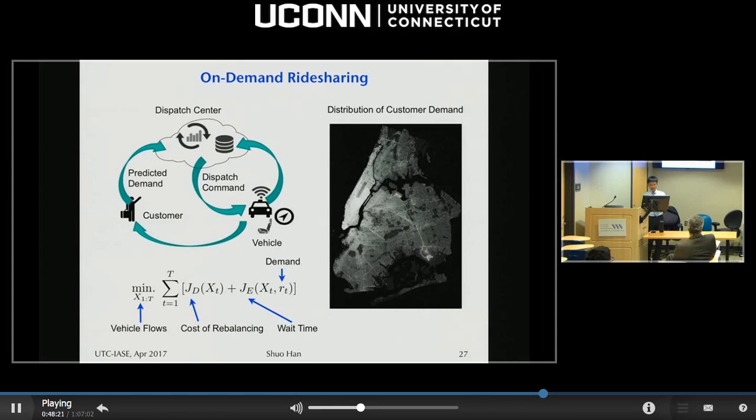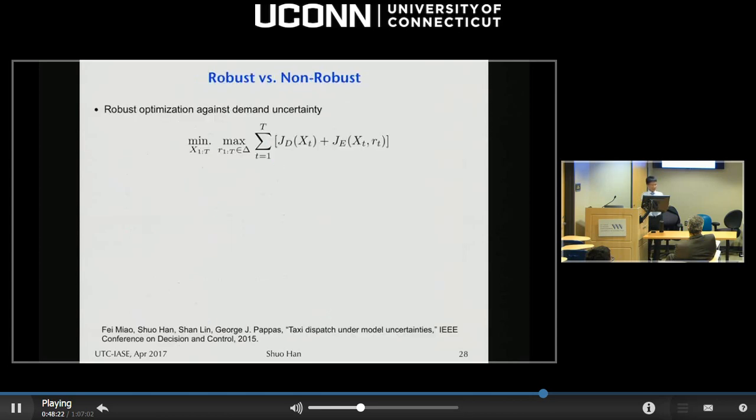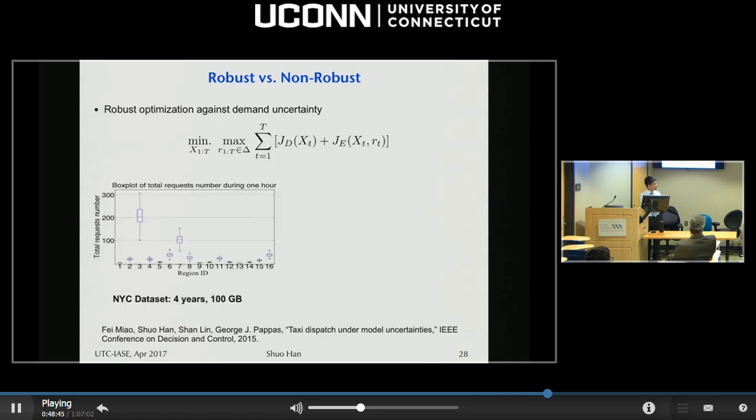Okay. So the first thing I want to say is why robustness is important in this application. As a rider, you probably imagine that it doesn't really make too much difference if you wait 2 versus 3 or even 5 minutes. But it really matters if you have one instance where you need to wait 20 minutes or longer. As it turns out, if you look at the data, I'm using the exact New York City data set that I mentioned in the beginning.